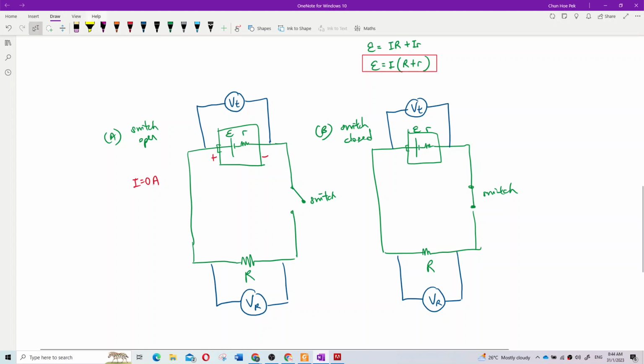If the switch is closed, okay, one is switch open, one is switch closed. If the switch is closed, is there current flow? Yes, there is current flow through the circuit. This is positive, negative. So current flows through the circuit. This one has current, this one no current. Okay, now class, I want to ask you about these two important situations.